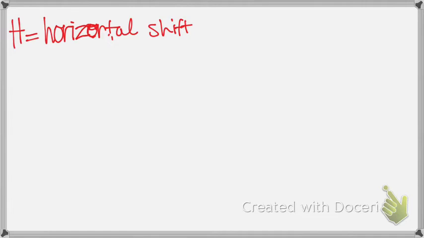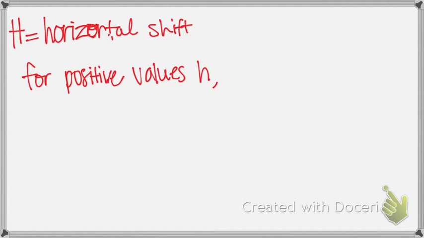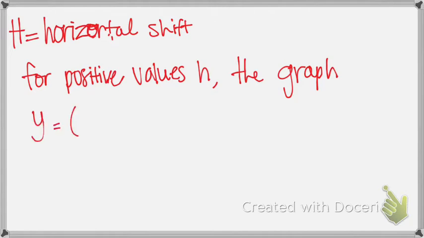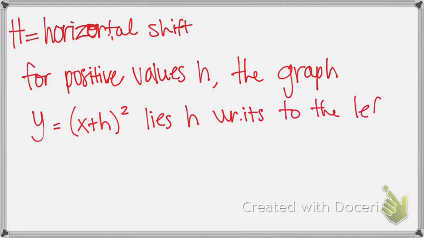So, for number 13, I want you to write: for positive values of h, the graph of y equals x plus h squared, because that's what we're dealing with in this case, lies h units to the left.